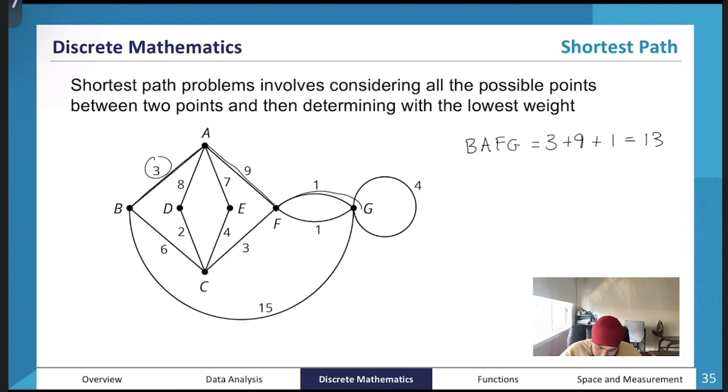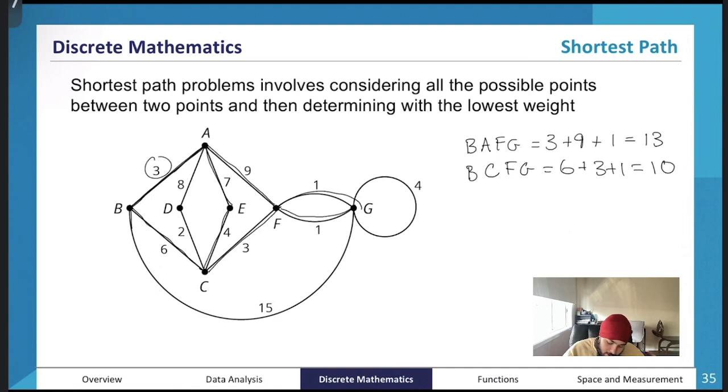Another path that we can potentially take is B to C to F to G. Now be reasonable, obviously we could take other routes like B to E to C to F to G, but that's way too long. Don't waste your time. So B, C, F, G would be 6 plus 3 plus 1, which is 9 plus 1, 10. Okay, it's already shorter than the first path that we looked at.